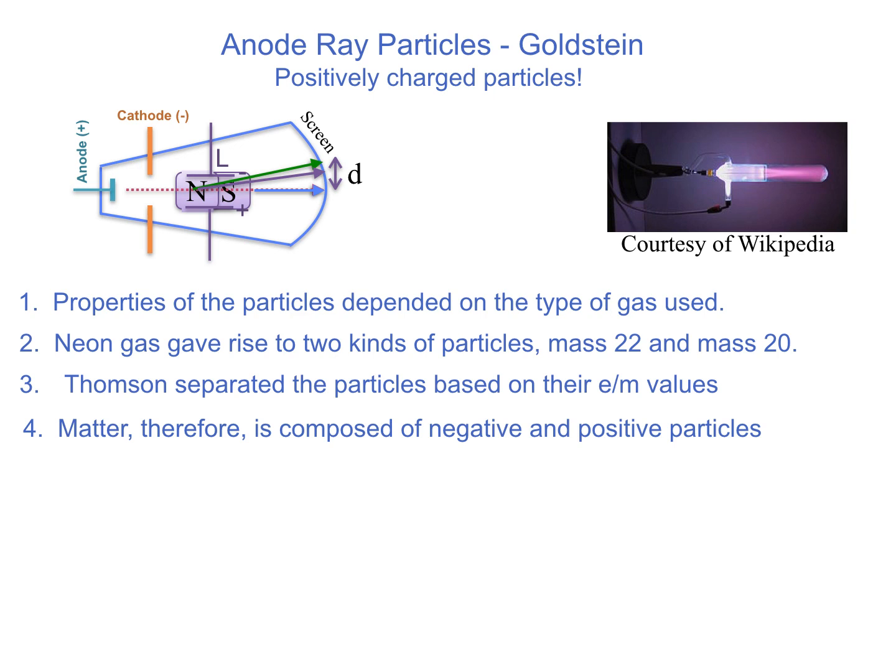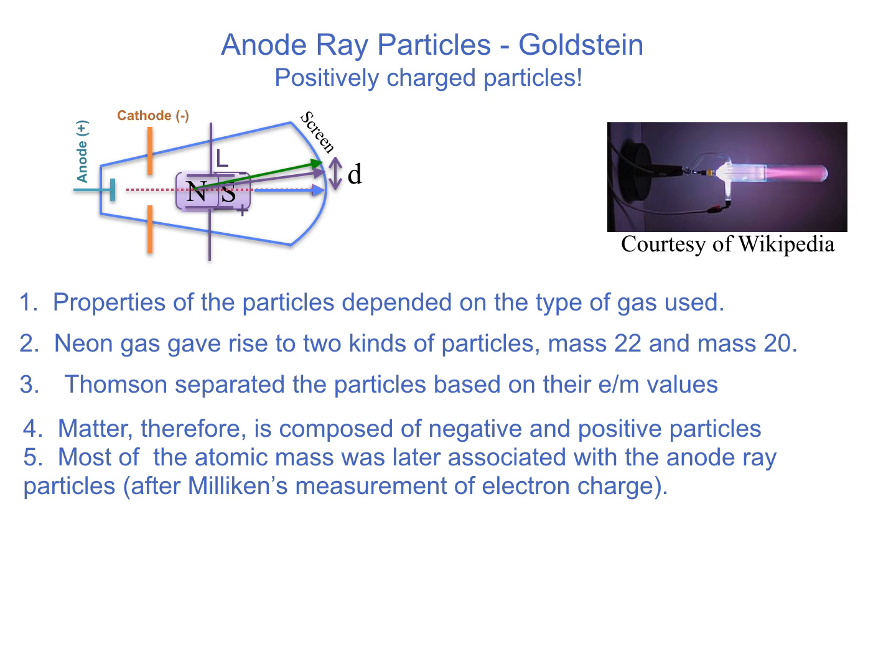Matter, therefore, is composed of negative as well as positively charged particles. This was firmly established from these experiments. Most of the atomic mass, of course, is associated with the anode ray particles, and this was concluded not by Thomson's experiment, because e to m does not necessarily tell you that. I mean, it indicates, because it's still a ratio, charge to mass ratio. So it indicates an m value much larger for these compared to cathode rays.